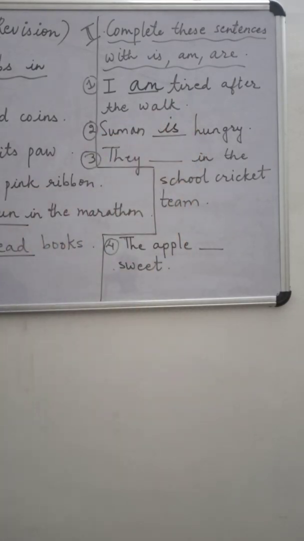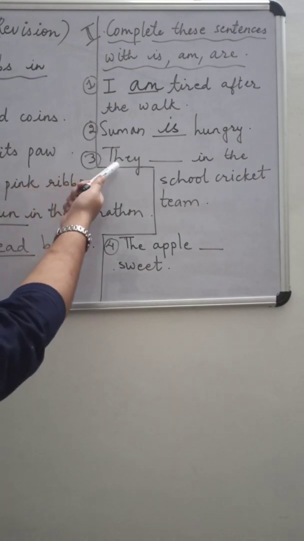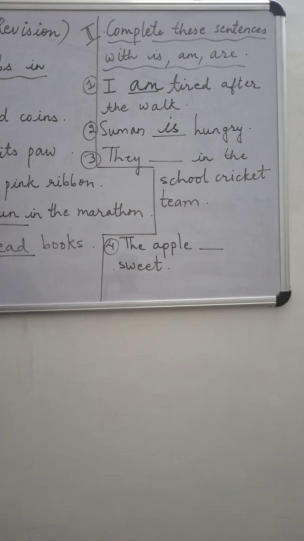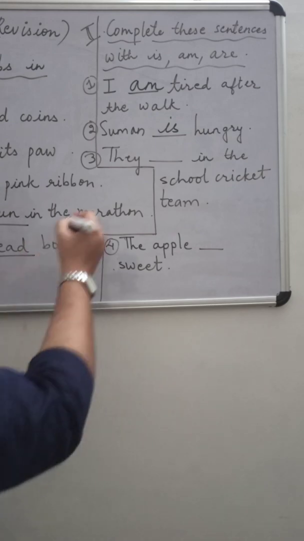Third one, they dash in the school cricket team. Now they, we are talking about more than one person. So here we will use the verb are.